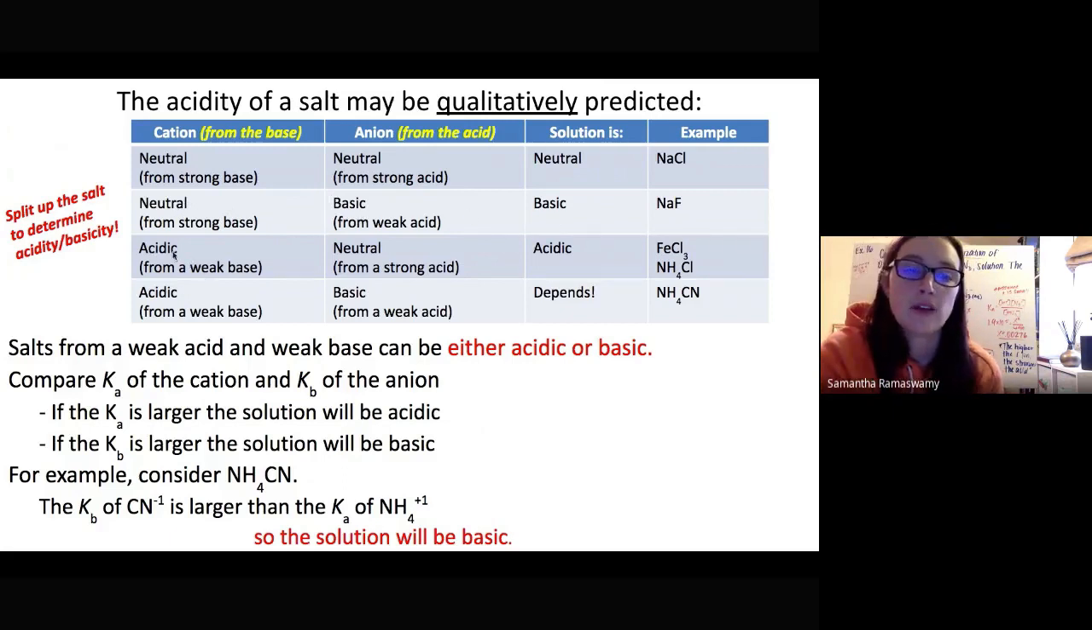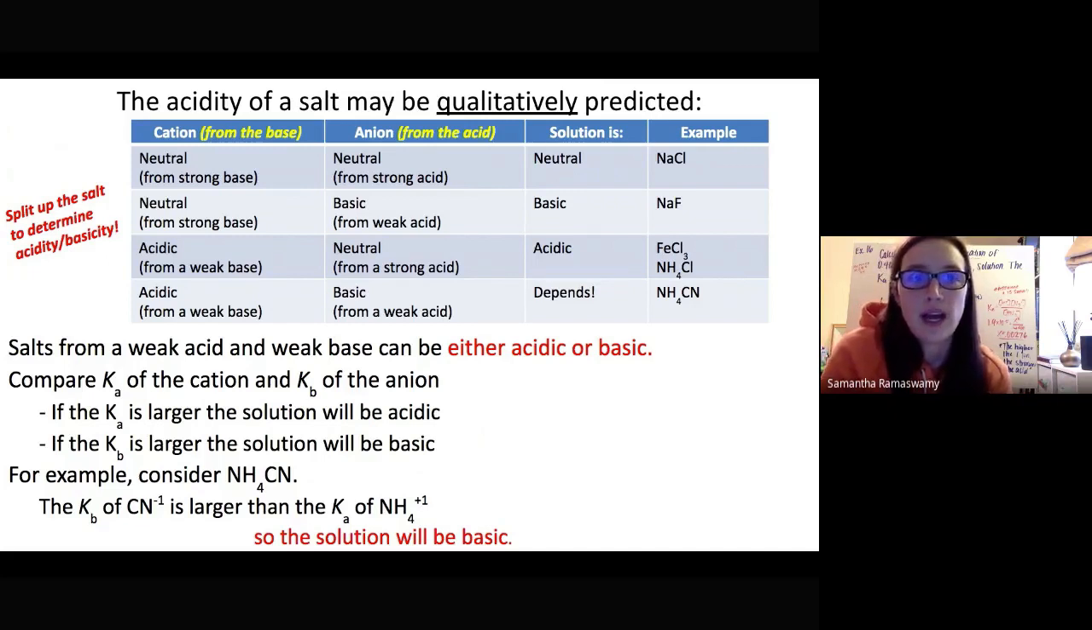If you have a cation from a weak base, that cation is acidic. And so if you have a neutral anion from a strong acid, something like Cl-, well, acidic is going to outweigh neutral. And it gives us some examples. Now, when you have an acidic cation and a basic anion, that is where it really depends.